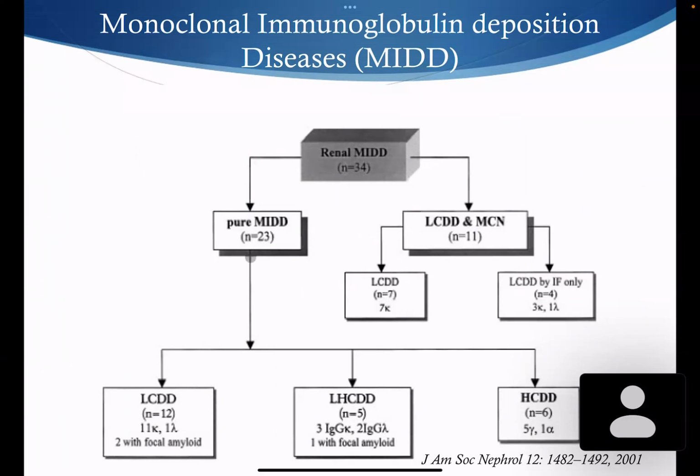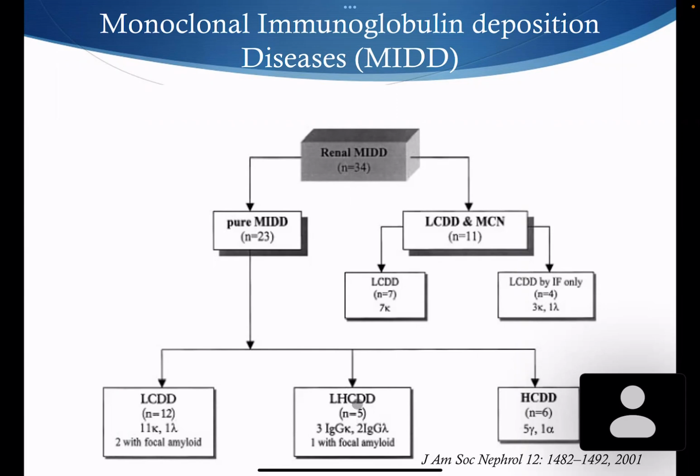And the pure form in this cohort of 34 patients was either light chain deposition disease, and this would be more than half of them, or light and heavy chain, which was about a quarter, and heavy chain deposition disease only, which was another quarter. And again, as Wesam mentioned earlier, the light chain deposition disease is mainly kappa, and only one of these was lambda, and 2 of them had focal amyloid deposits.